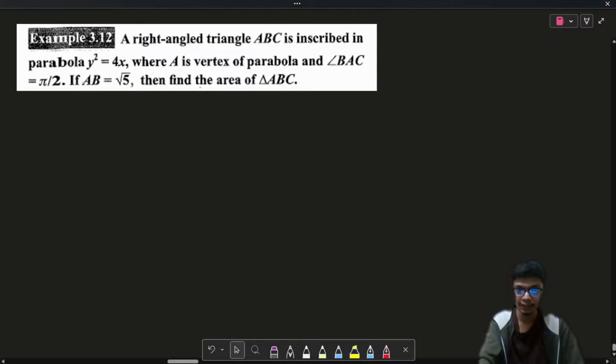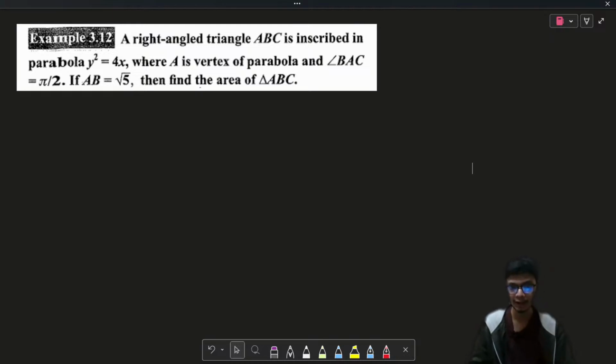The question is mentioned as: a right angle triangle is inscribed inside a parabola where A is the vertex of the parabola and the angle PAC is given as pi by 2. It's also given that the length of AB is root 5. With that, you have to find out the area of the triangle ABC. Please try to solve this problem.